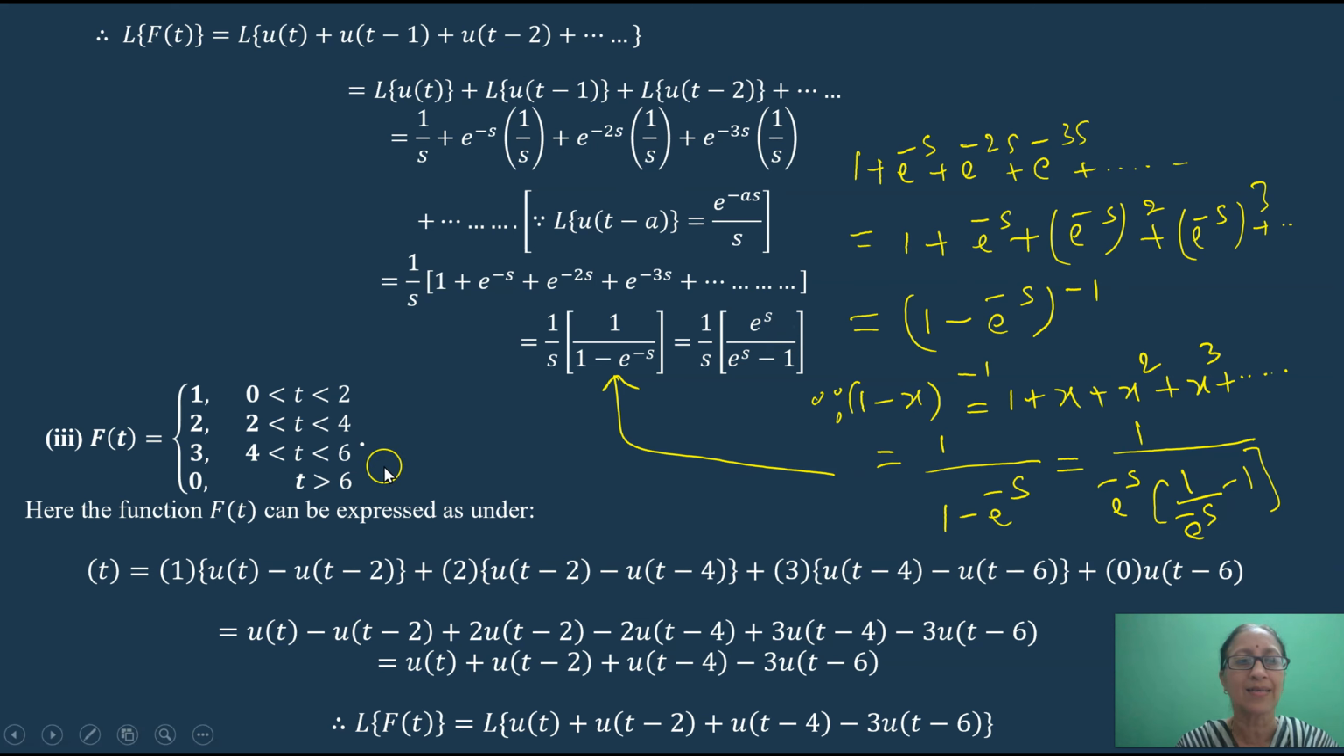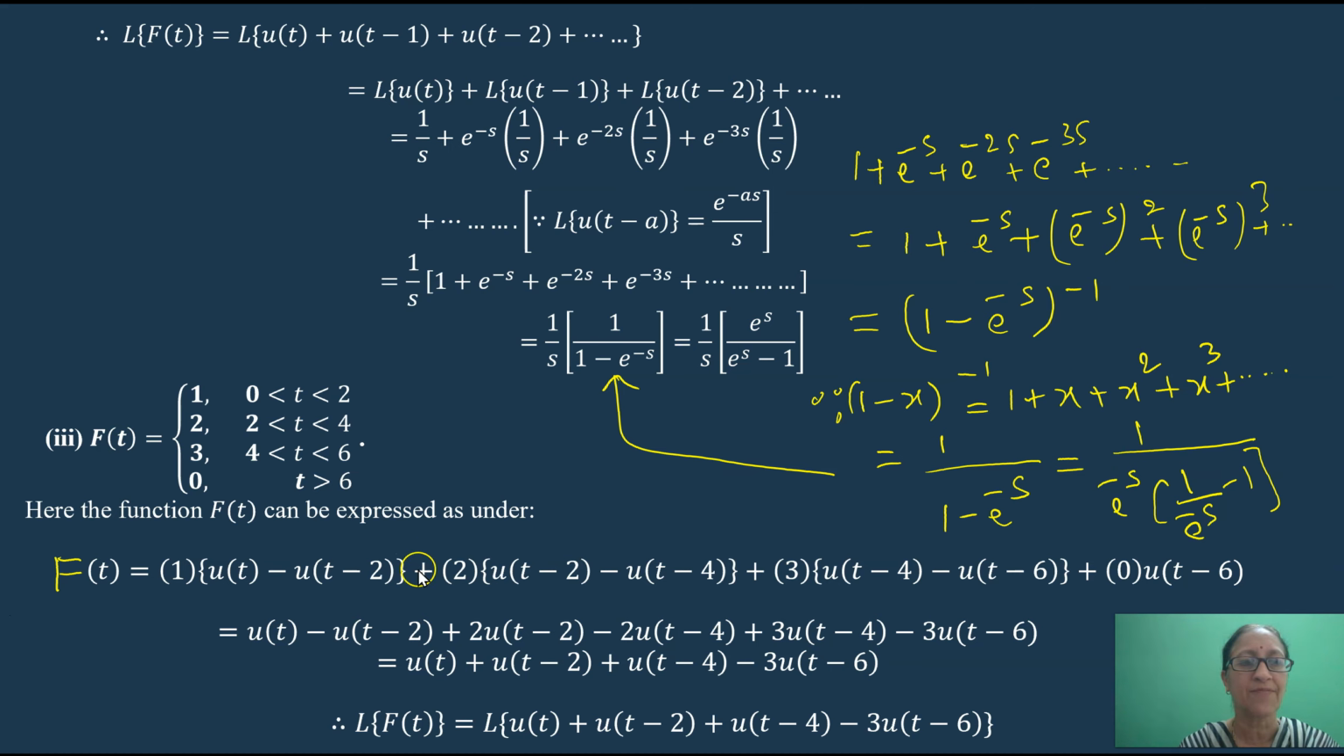Let us see next example. Find Laplace transform of f of t, where capital F of t equal to 1 in the interval 0 to 2, 2 in the interval 2 to 4, 3 in the interval 4 to 6 and 0 when t is greater than 6. Okay, so here this function, again this can be expressed in the form of f of t minus a into u of t minus a. U of t minus 4.